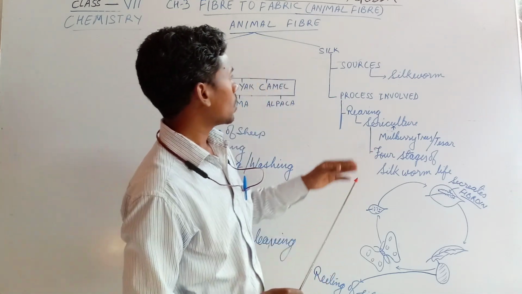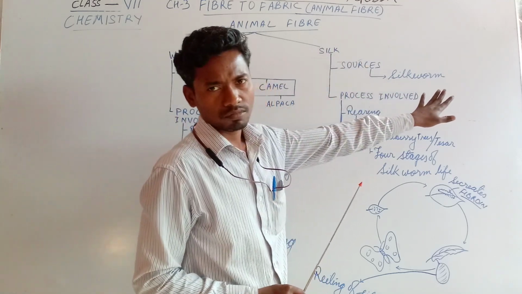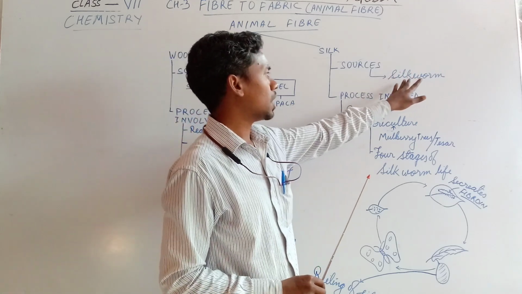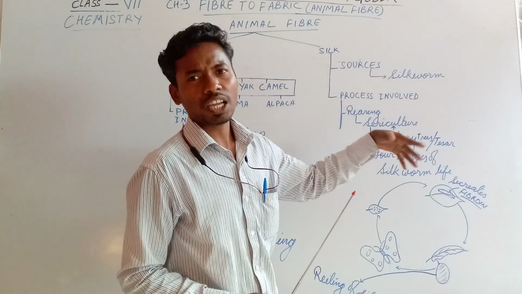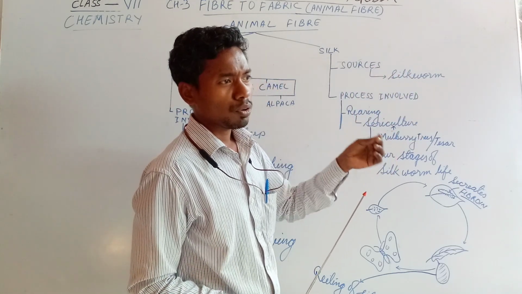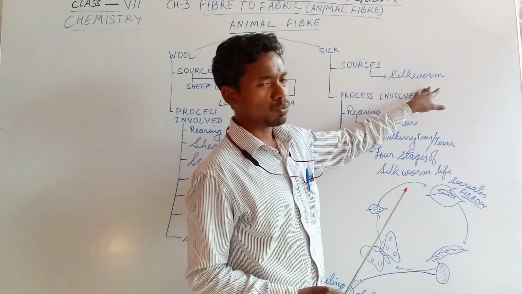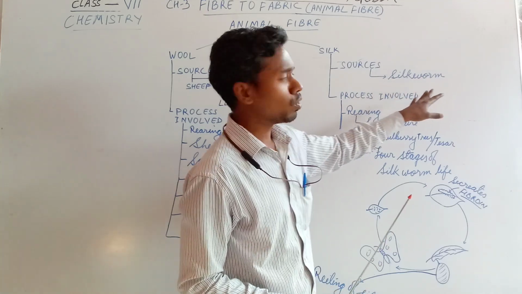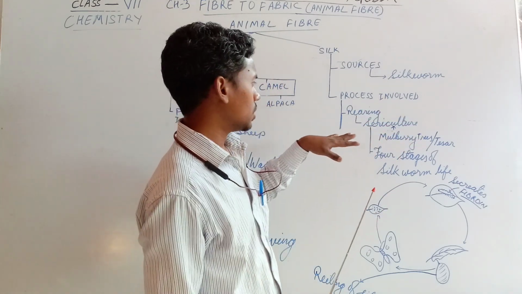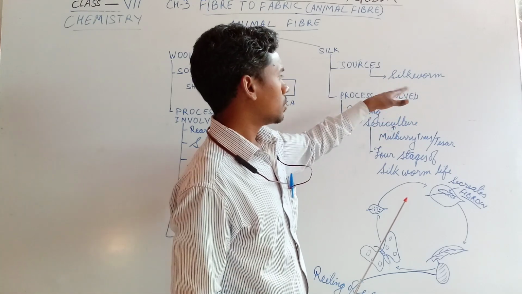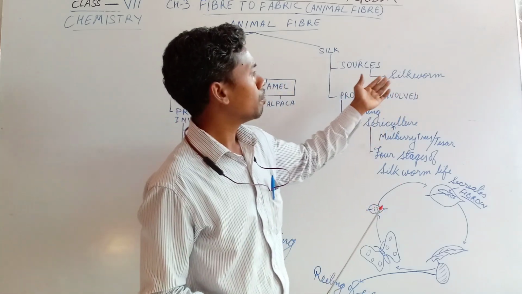Okay, let's see what are the sources of this fiber. The source is silkworm. Very simple. There is a special type of worm which is called silkworm, which secretes a certain type of enzyme which provides silk. There are different types of silkworms, and different types of silkworms feed on and breed on different types of trees.